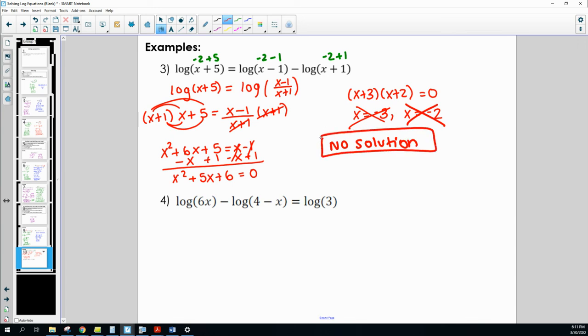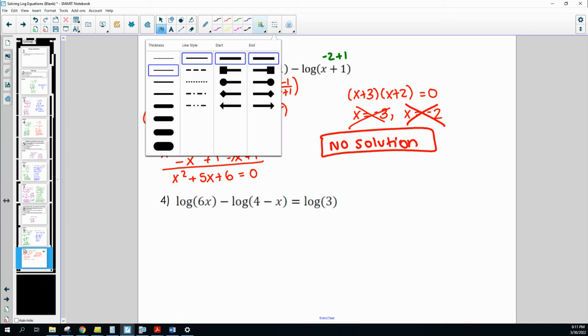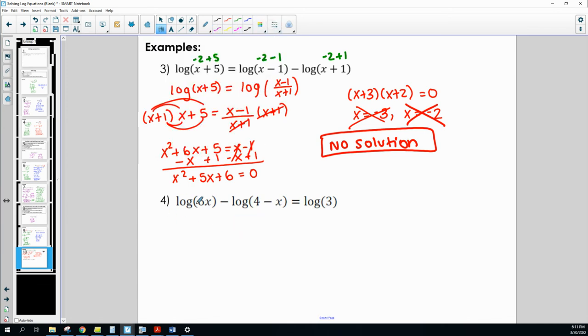Okay, and then this last one here, let's change that. So we have to condense the left-hand side. We have subtraction, so we're going to make this division. So 6x over 4 minus x equals log of 3. Logs have the same base, so we're going to set the arguments equal to each other. So 6x over 4 minus x equals 3.